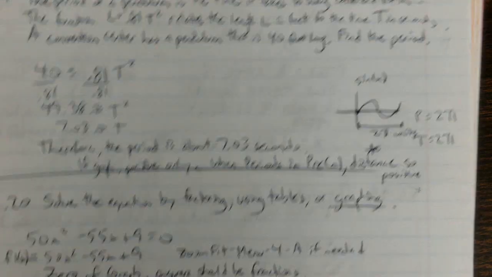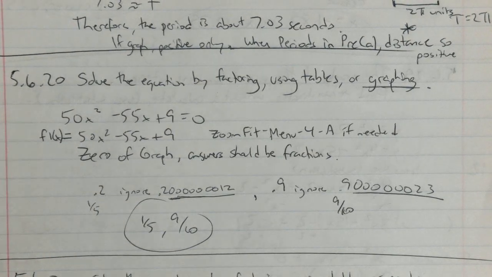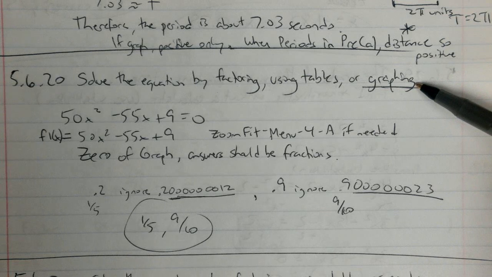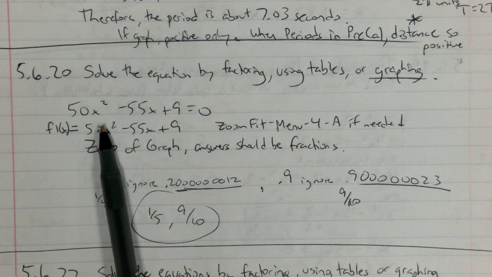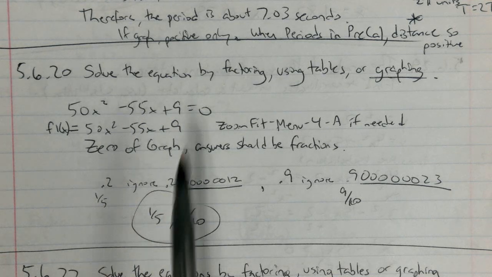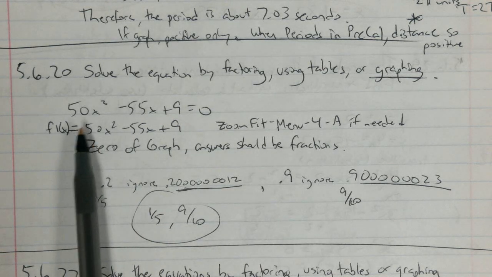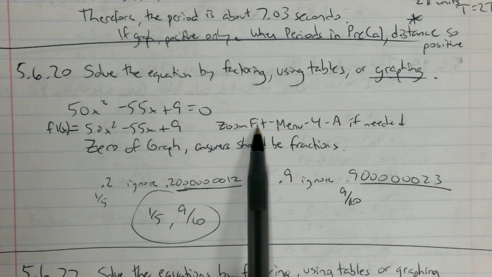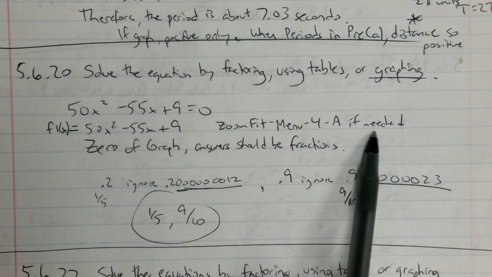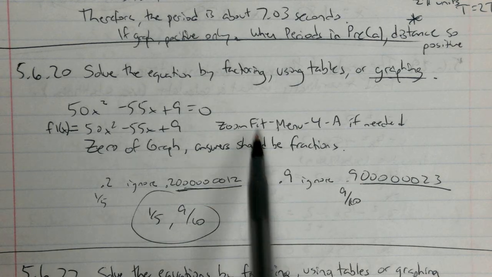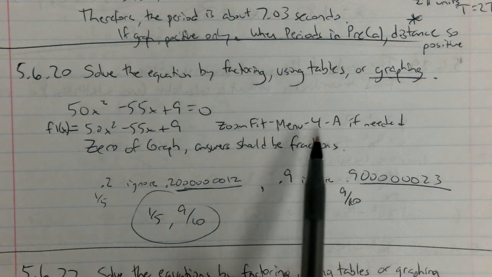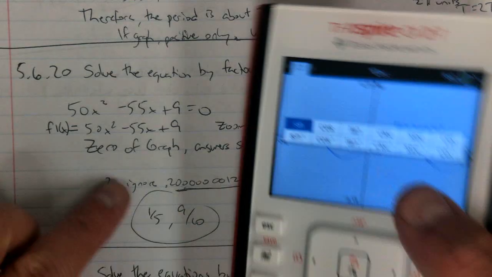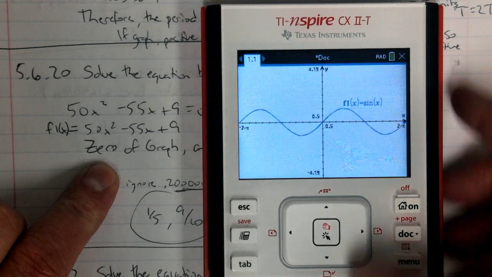Okay, so moving on back to quadratics, we have this one which says solve the equation by factoring using table or graphing. We have 50x squared minus 55x plus 9 equals 0. So what you could do is just say this is your function 1 and do zoom fit and then do menu 4A if needed for showing your graph. You want to do the 0 of the graph, and your answers should be fractions. So let's show what that means.